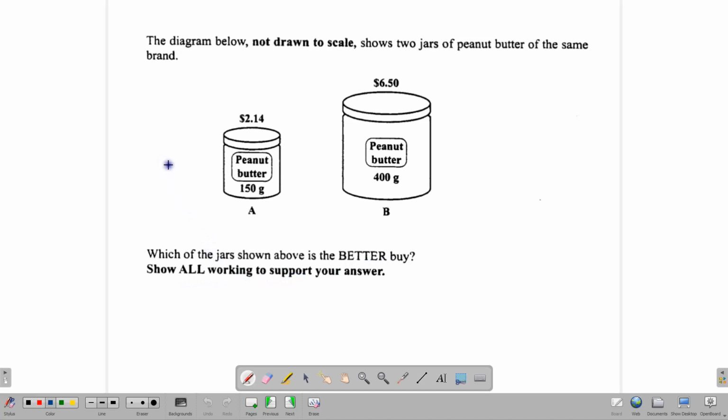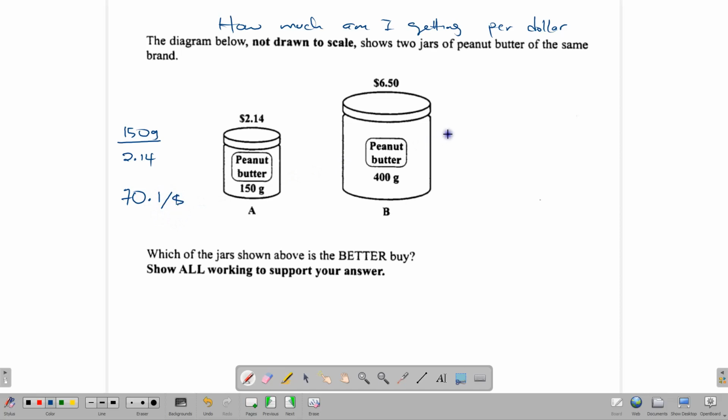So here you are buying peanut butter, and the best way to compare value is to say how much am I getting per dollar spent. So let's write that. How much am I getting per dollar? So we're going to do a dollar comparison. So here we're going to take that 150 grams and divide it by $2.14. And when you divide that, you are going to be getting 70.1 grams per dollar.